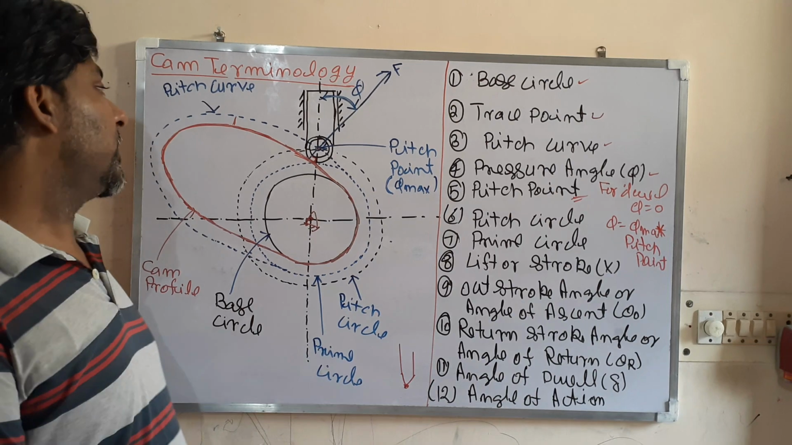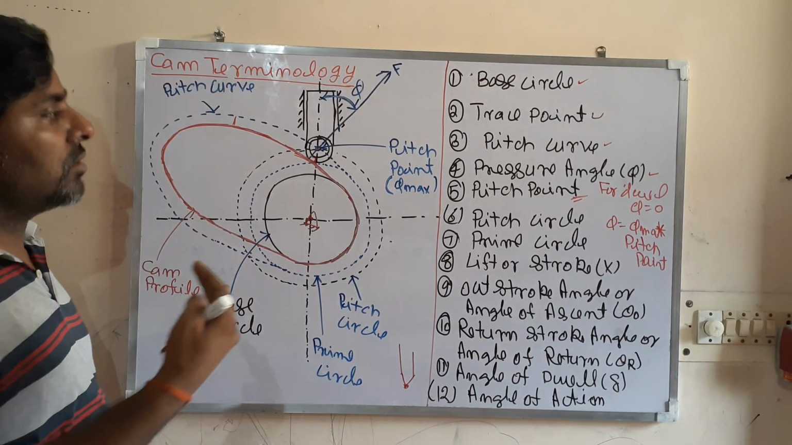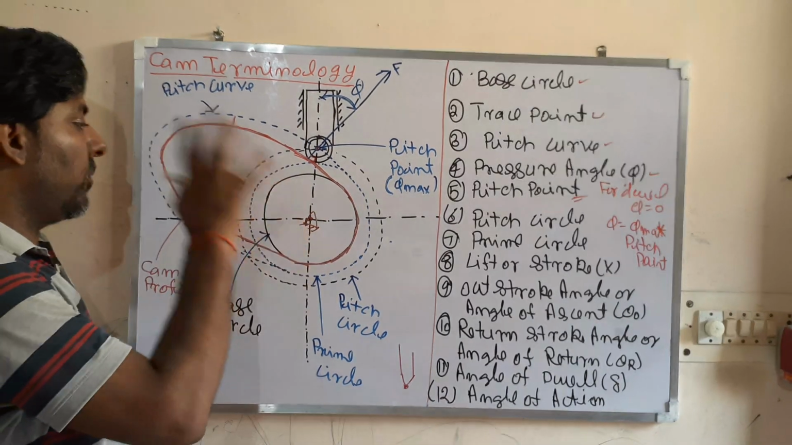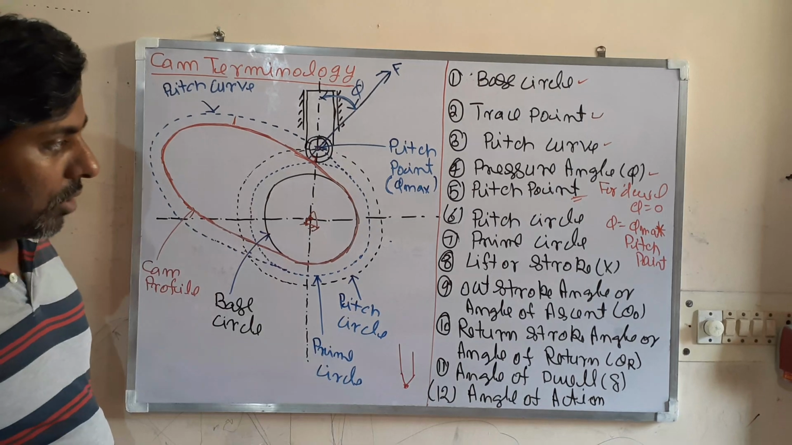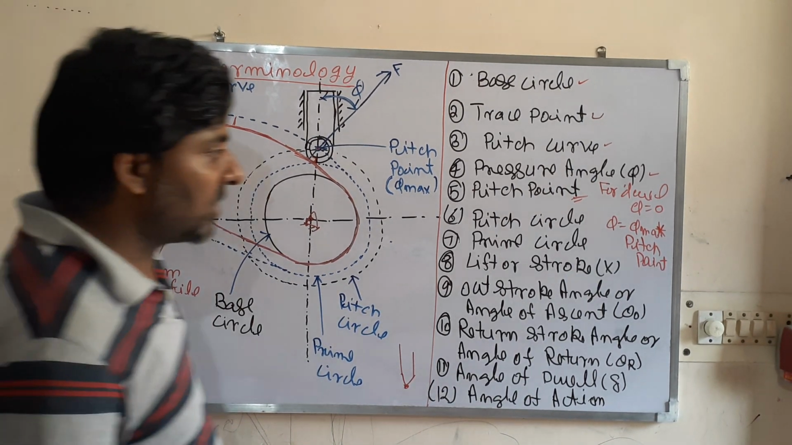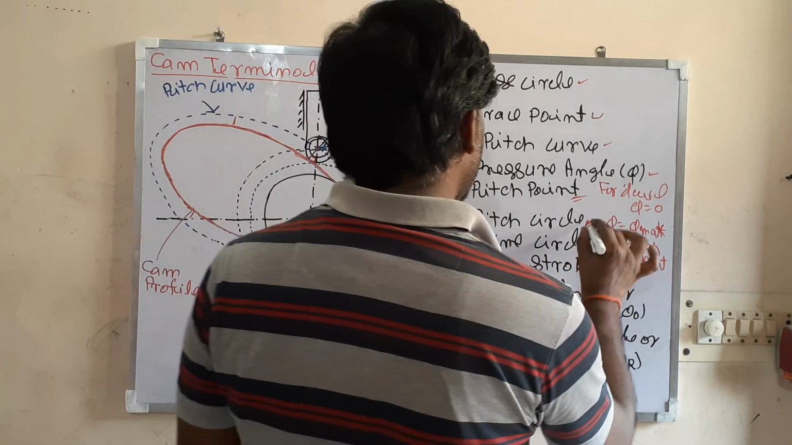So what is the pitch circle? It is the circle drawn through the pitch point having its center same as the center of rotation of the cam. Okay, center same as center of rotation of cam. That is what the pitch circle is. So this outermost one is the pitch circle.